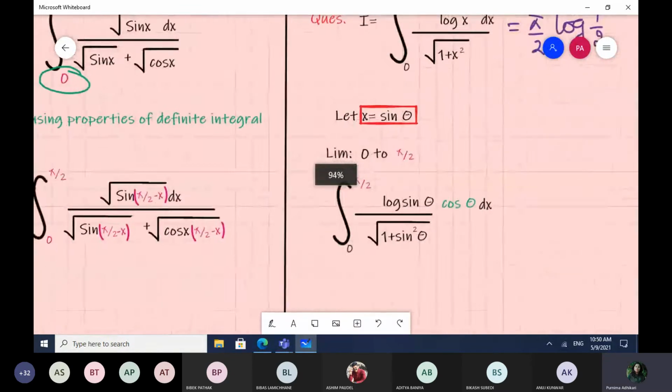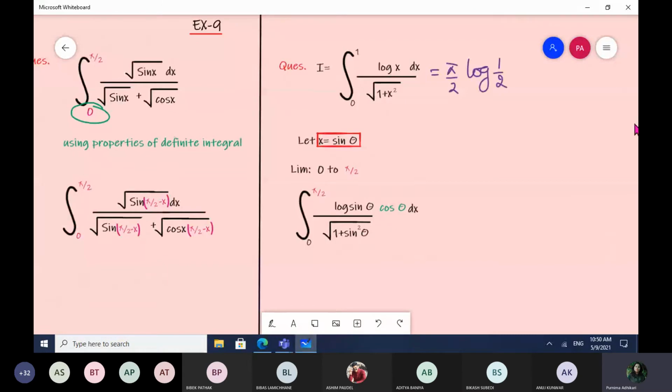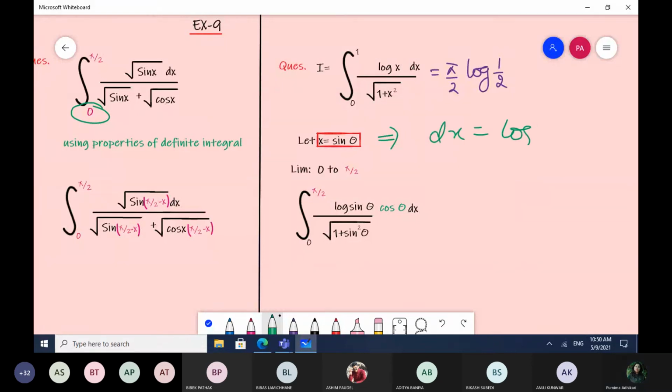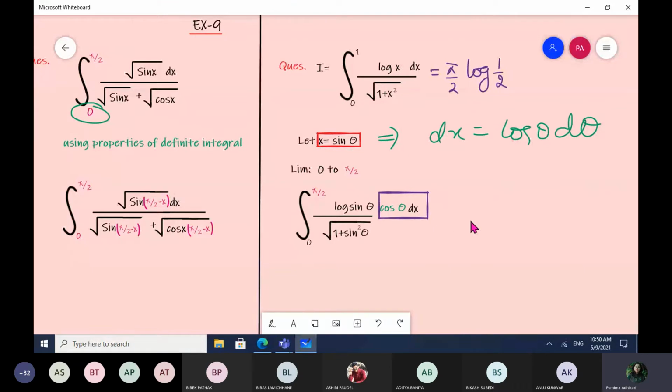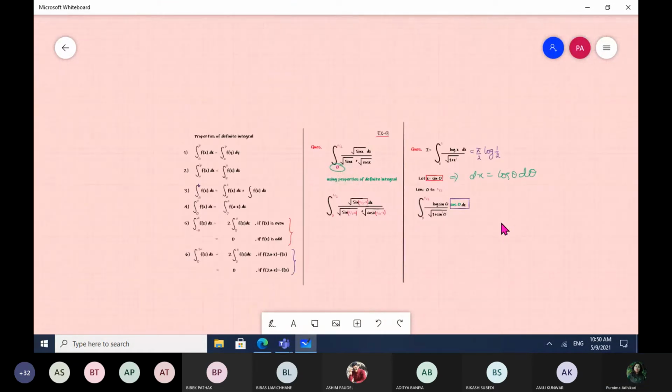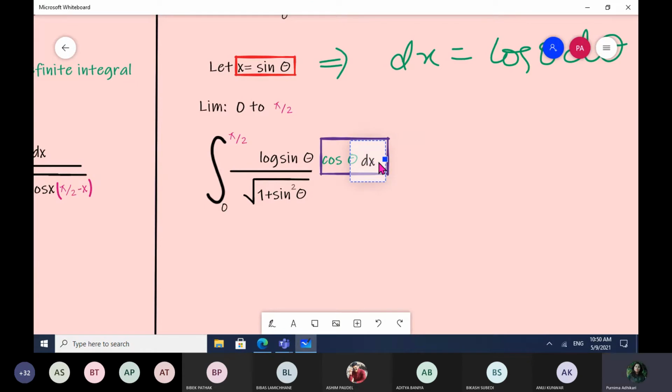So your new integral will be like this. You see, when x is sine theta, then dx will be equal to cos theta d theta, isn't it? So it's not dx, it's d theta. Now our integral has been converted from x to theta. So cos theta d theta, log, in place of x we have sin theta, and where 1 plus x square was, sin square theta.